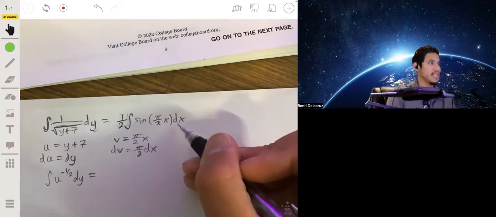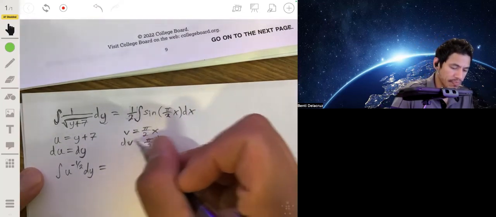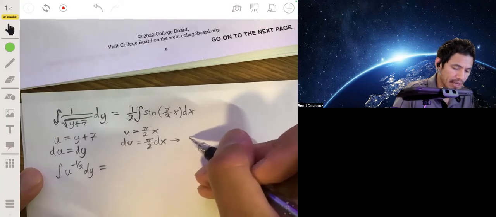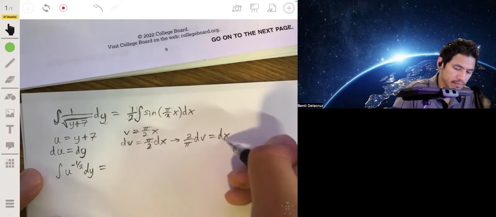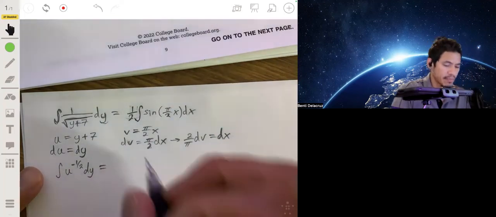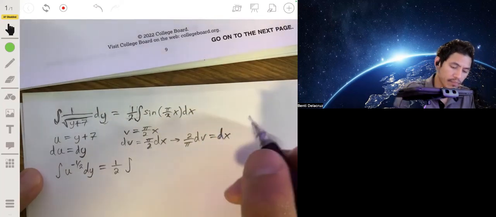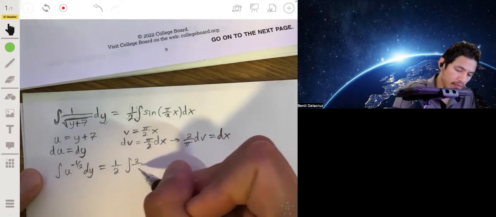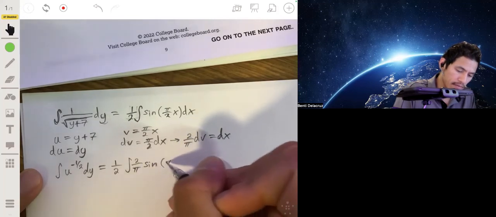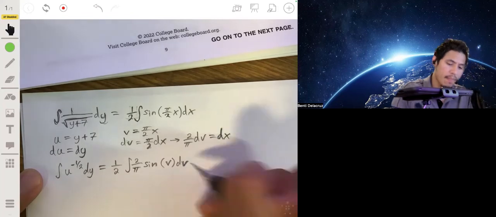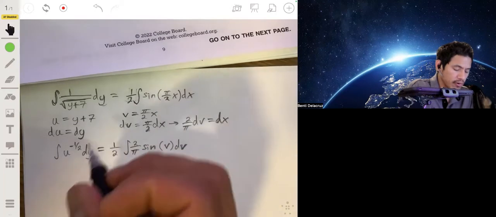Now we only have dx on the right side, so we're going to need to multiply the left side of this by 2 over pi. So we get 2 over pi dv equals dx. Then we set up our integral as 1/2 times the integral of 2 over pi sine of v dv.